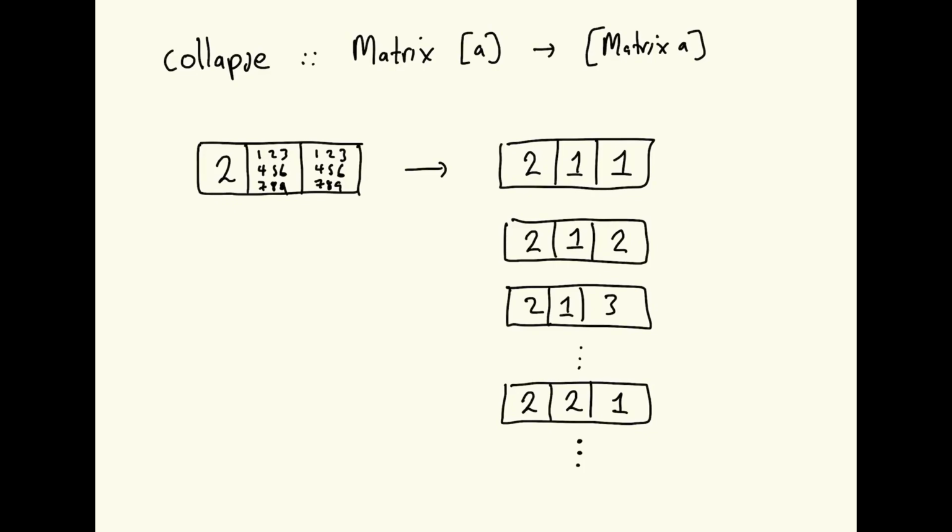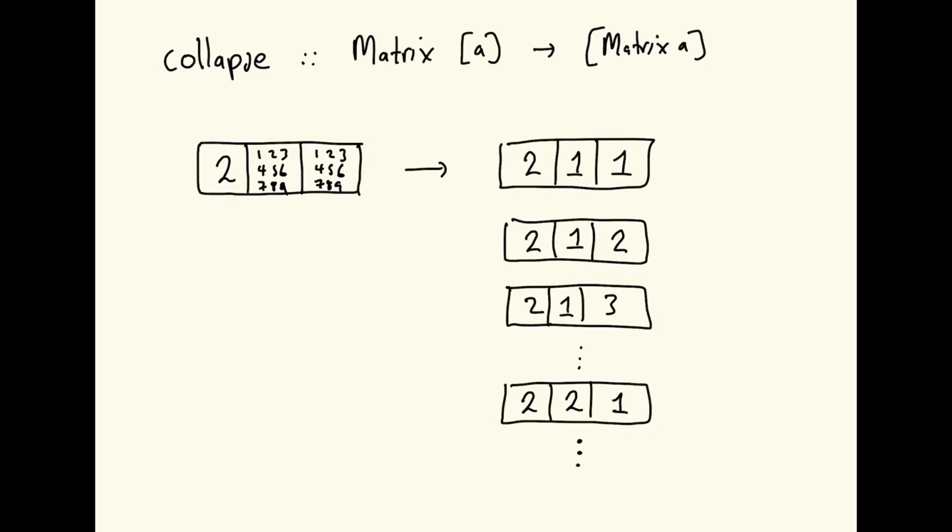So really, I don't think collapse is actually the right name for this function. Maybe I should have called it explode, because it's actually going to explode a matrix of choices into a choice of matrices. So that's basically what the collapse function is going to do. It's going to take a matrix where the entries are lists, and then it's going to consider all possible combinations of choices that you could make for each of those cells.